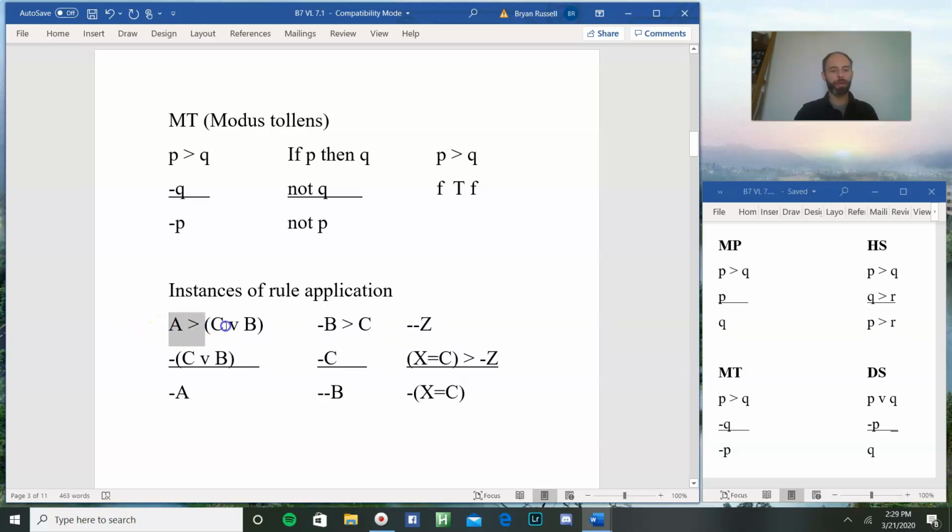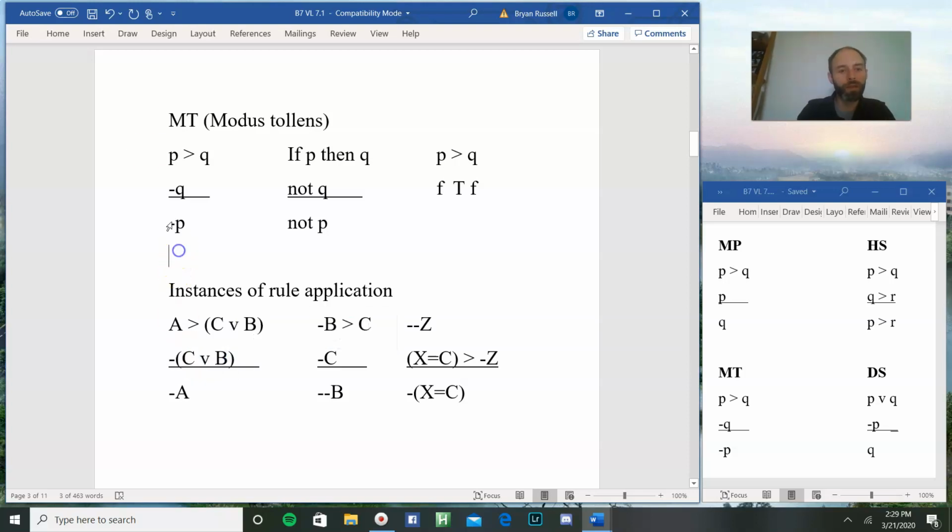So here we have A horseshoe C wedge B. On the second line, we have a negation of the consequent, where the consequent is C wedge B. So our rule tells us if we have a horseshoe as the main operator, which we do, and if we have the negation of the consequent, so here's the consequent, and here's the negation of it. The negation of something is just one tilde added to it. It's saying it's not the case.